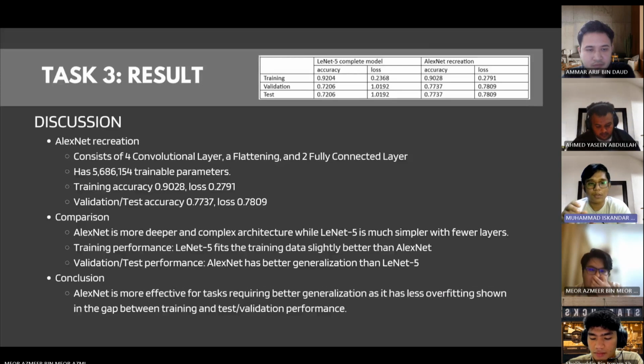Thus it has better generalization than LeNet 5. So what we can conclude about this task is that AlexNet is more effective for tasks requiring better generalization because it has less overfitting. As you can see from the training and validation tests, it has a smaller gap between the accuracy and the loss, while LeNet has a higher gap, so it shows more overfitting.